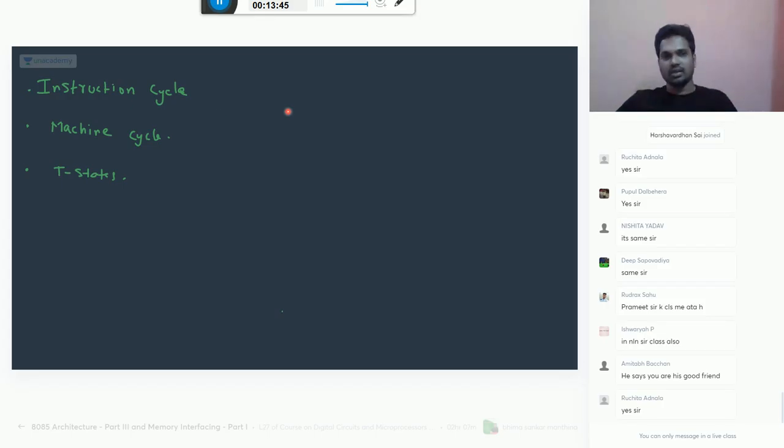Machine cycle means the time required to complete one job. The time required to do one job is called a machine cycle. T state is nothing but the time period of the clock. So let's take the fundamental definitions, then we discuss a little more clearly one by one with the timing diagrams also.